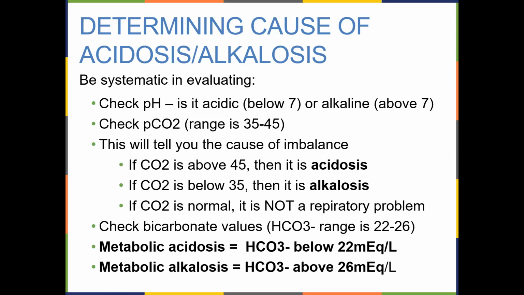Bicarbonate is nice to know too, you'll get those numbers. But the two key things you need to make that distinction are CO2 and pH. Because at least pH will tell you right away, are you alkaline or are you acidic? So you're either dealing with acidosis or alkalosis. That's the first thing you'll learn from pH. Then you check the CO2, and the CO2 will tell you it's either a respiratory or a metabolic issue. If CO2 is normal, it is not respiratory.